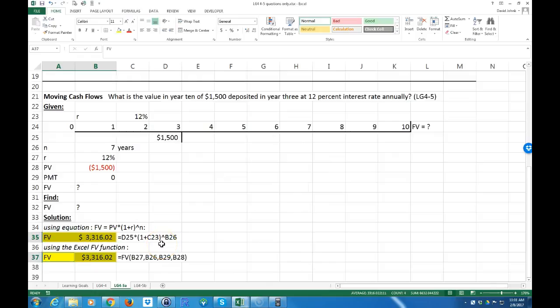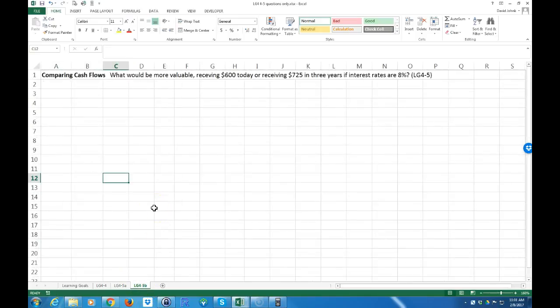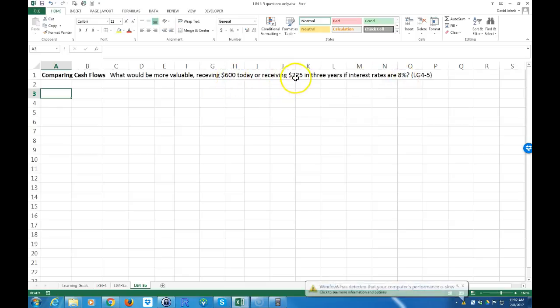So I'm going to do one last problem here. Comparing cash flows. It says here, what would be more valuable? $600 a day or $725 in 3 years if the interest rate is 8%. Well, if there's no interest rate, then of course I want the $725. But if you could earn money on the $600, then it's going to be worth more in the future, or you're discounting the $725 back to the present. The 8% is going to make this worth less now.